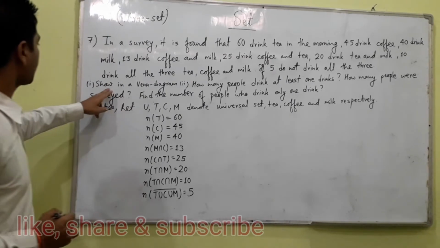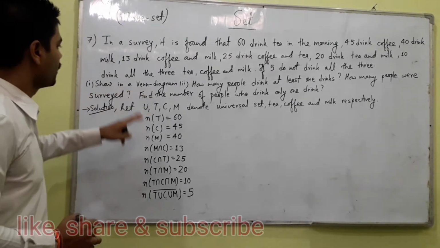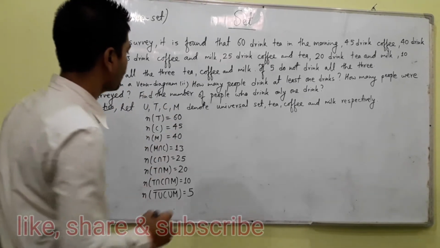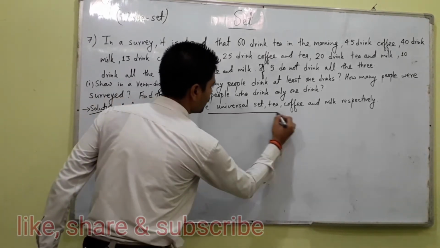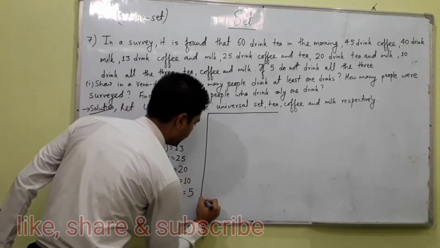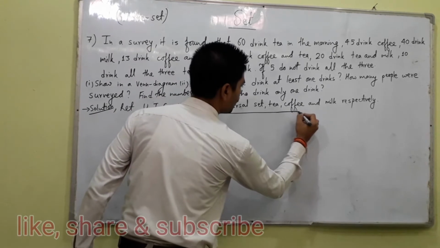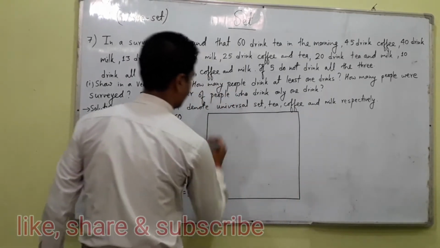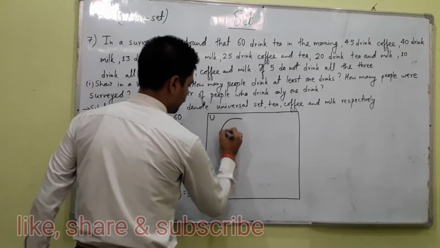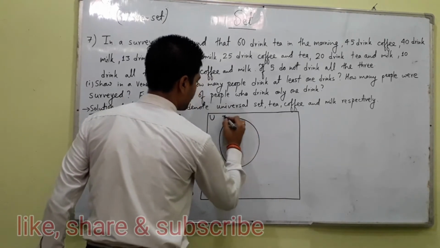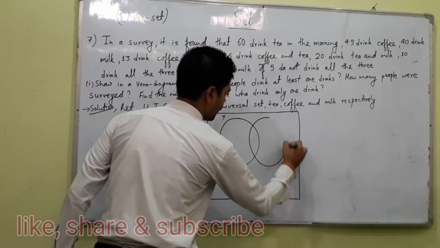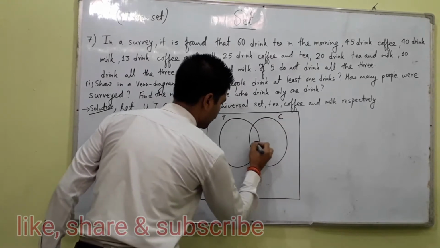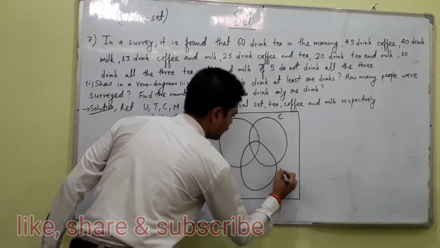Now the question starts from here. We have to show all this information in a Venn diagram first, and with the help of a Venn diagram you will get almost all the answers to the questions asked here. Let us make it first: that is tea, next is coffee, then the third one is milk.